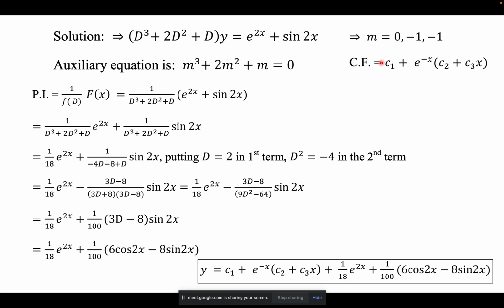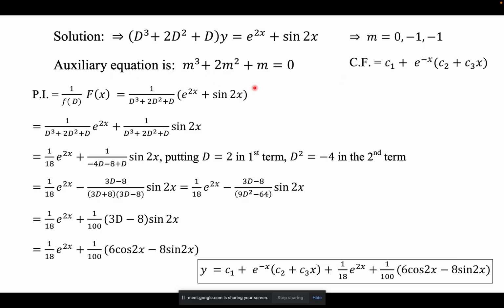So the complementary function here can be easily written. You have m is equal to 0, so you have c1 times e power 0, which is equal to 1. So your complementary function part is just c1. The other two roots are real and equal, so you will have the factor c2 plus c3x, with e power minus x because m is equal to minus 1. Here you can easily see that you can simply write the complementary function even if you are given a higher order differential equation, right?